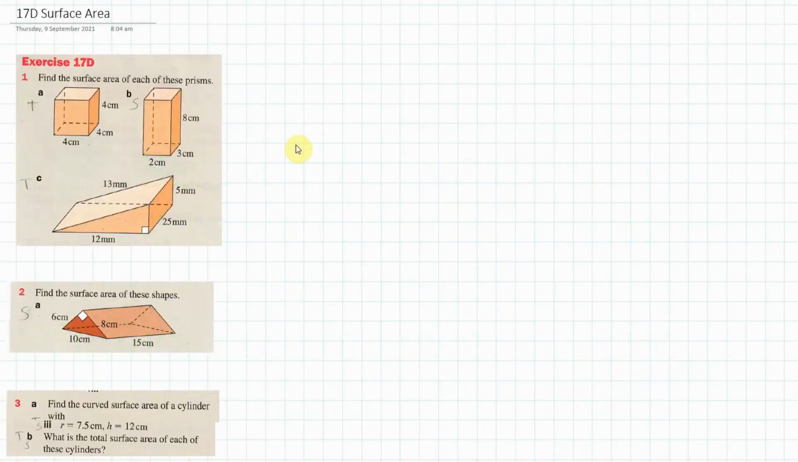Welcome Year 9 students. We're looking at surface area of prisms today. Some students find this a little bit difficult, so hopefully this video will sort a few things out for you.